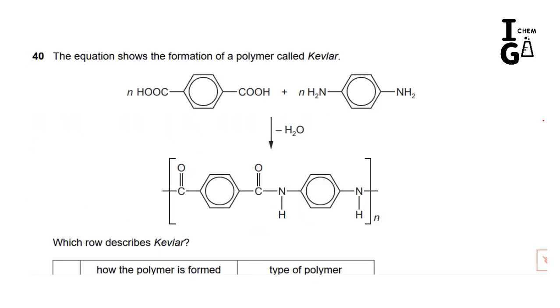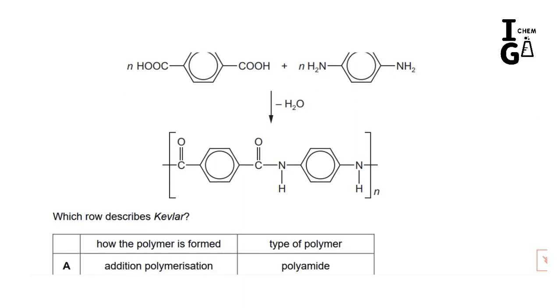Finally, number 40, the equation shows the formation of a polymer called Kevlar. See guys, here this is the monomer, and this is another monomer, and here minus H2O. You know guys, minus H2O, so it means we make two processes here. We add the two monomers, so we have addition, and then we remove or eliminate a water molecule, so we have elimination. So this process in organic chemistry is called condensation. Condensation means addition then elimination of a part.